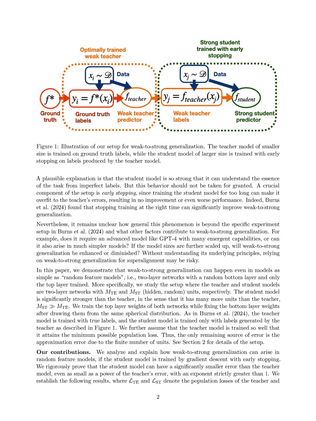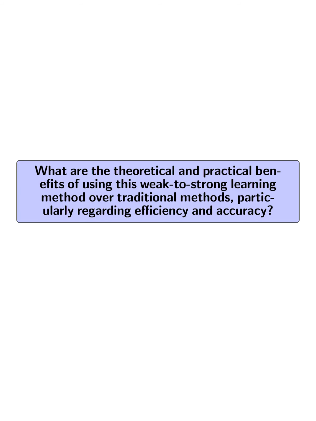By stopping training at the right time, the student can effectively learn from the teacher's outputs, resulting in a significant reduction in its error compared to the teacher's, demonstrating the weak-to-strong generalization phenomenon. What are the theoretical and practical benefits of using this weak-to-strong learning method over traditional methods, particularly regarding efficiency and accuracy?